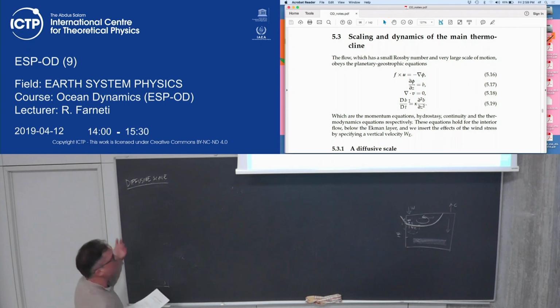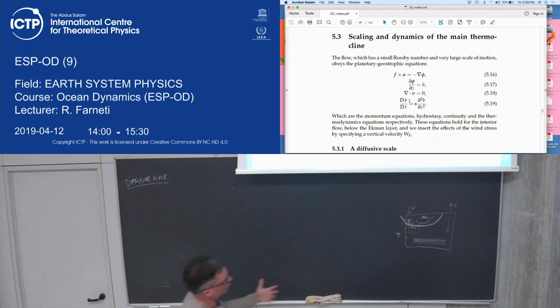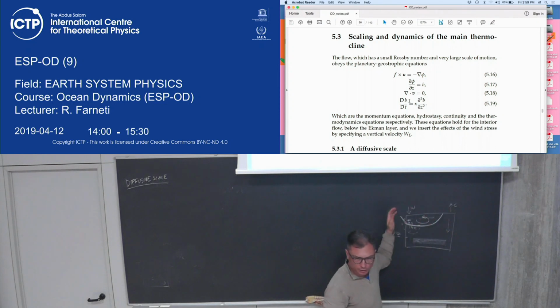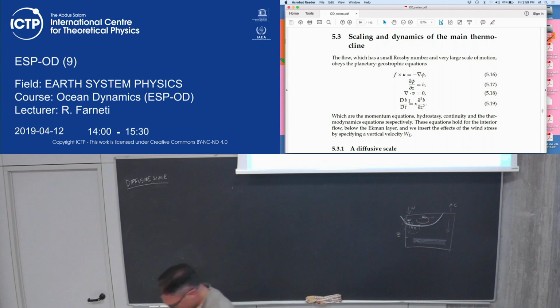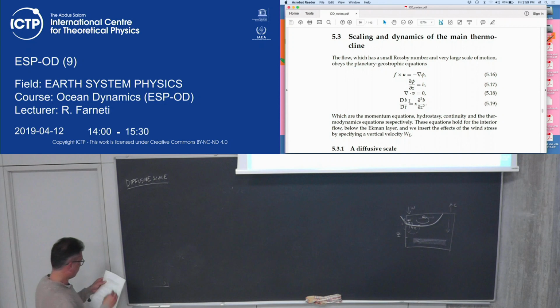So how can you derive a diffusive scale? Suppose there is no wind stress at the surface. So like in this case, you just have differential heating, but no wind stress. Okay? So you only have diffusive processes, and so the only possible driver is diffusivity. So what would be the depth of the diffusive thermocline in this case? So we again use an advective-diffusive balance as before.